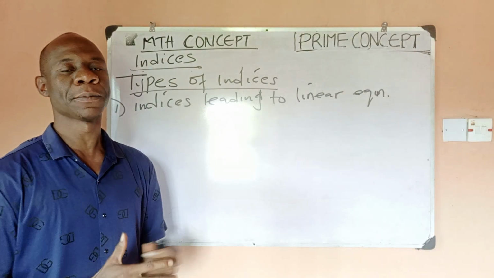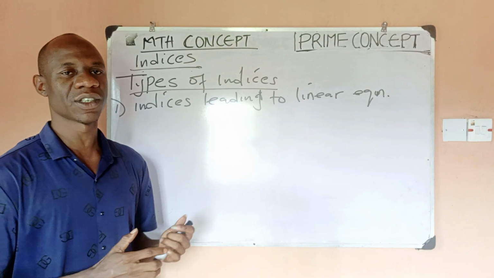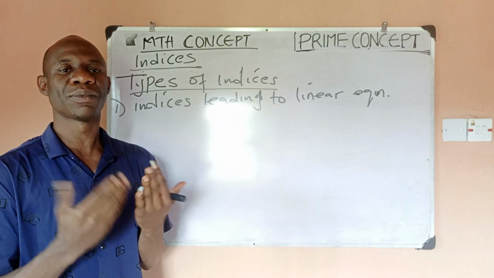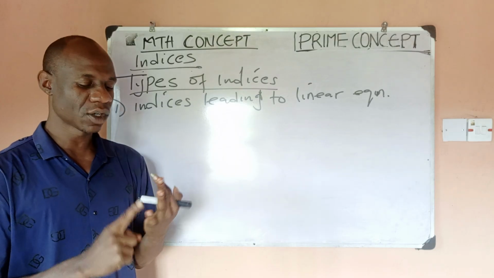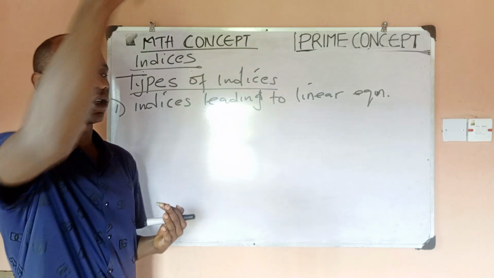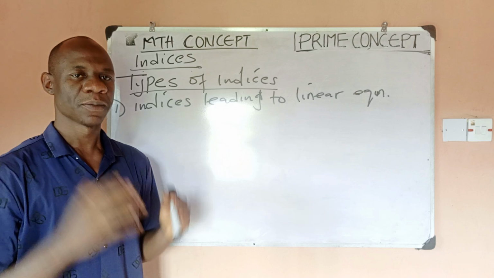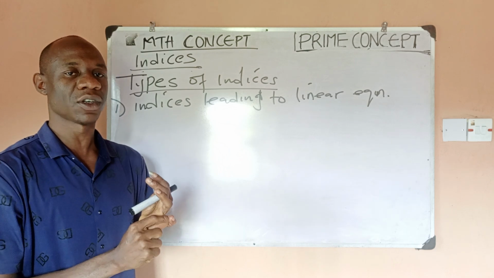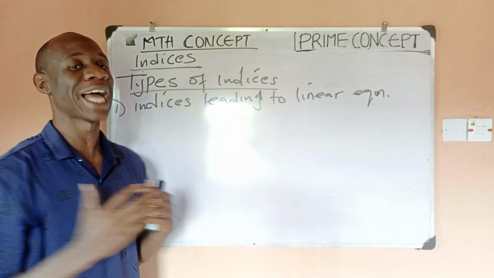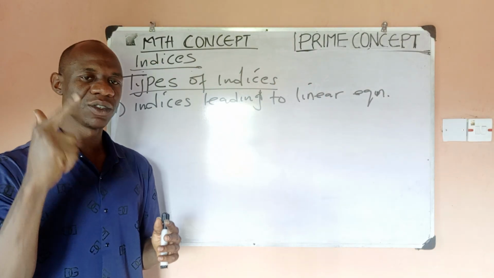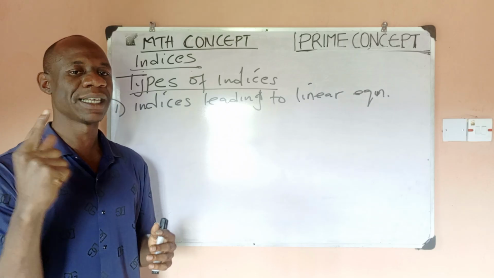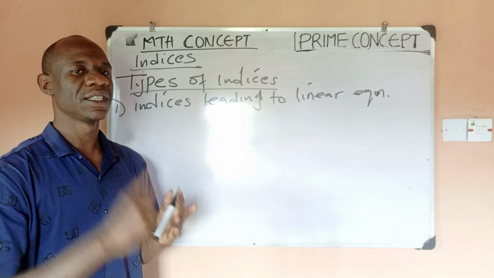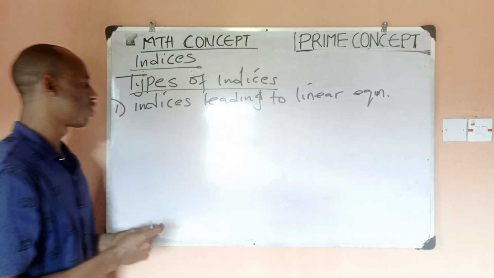How do you identify indices leading to linear equations? The bases for this kind of problems are always separated with multiplication or division, or they are just equated to each other. Take note of it. You don't see addition or subtraction separating the bases. They are always separated with multiplication or division, or they are equated to each other. Let me show you what I mean.